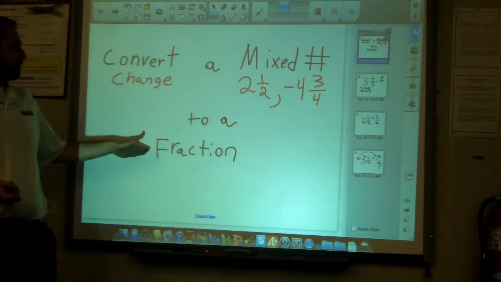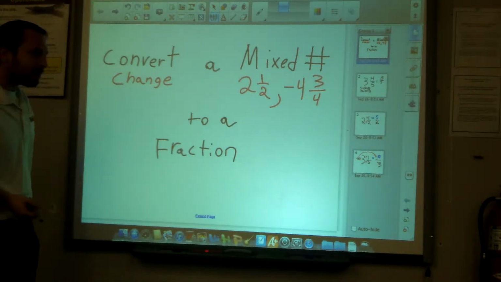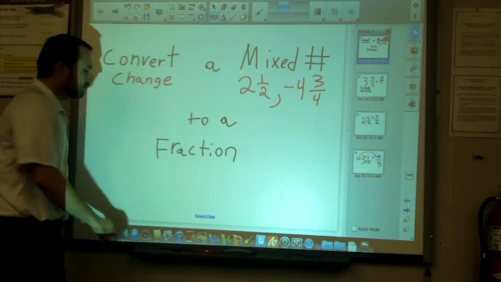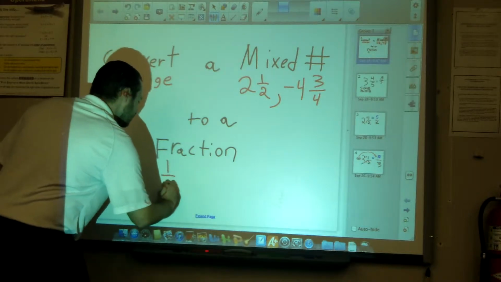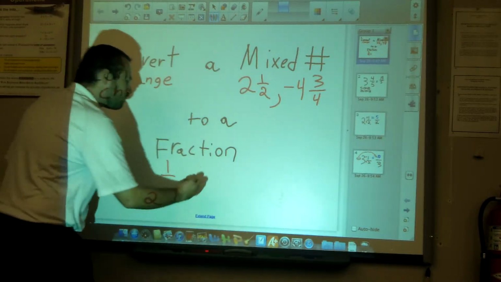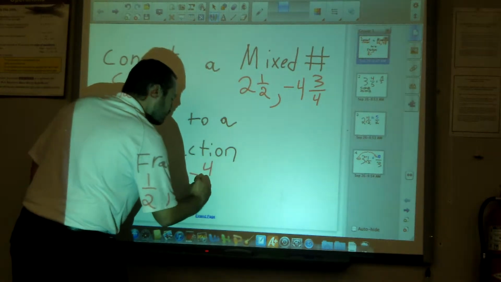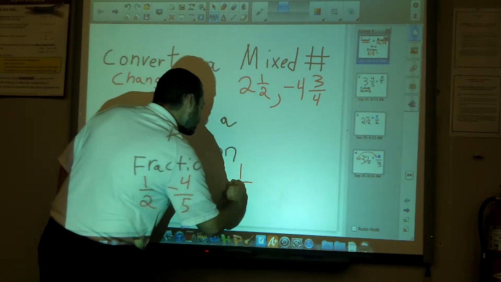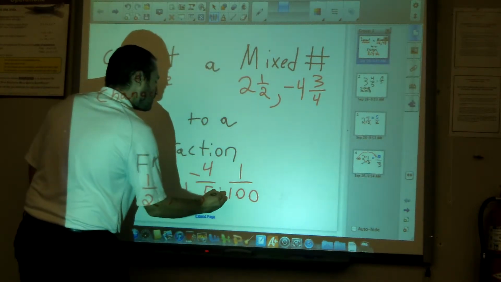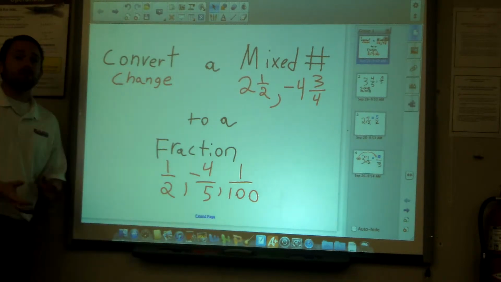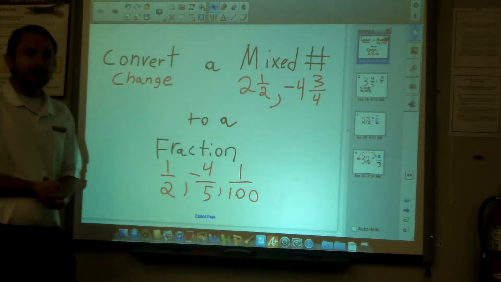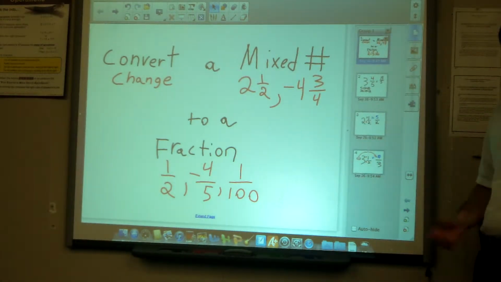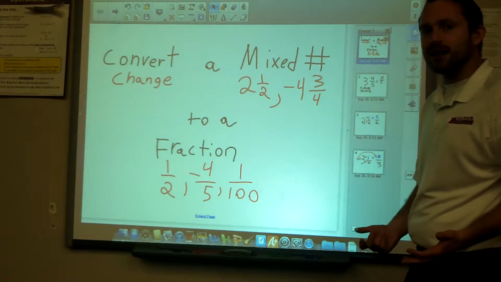Now let's do the final example, fractions. Fractions are these without whole numbers. So let's write down 1/2, negative 4/5, and how about 1/100? So those are all examples of fractions. Fractions are a part of the whole. So we're going to learn how to change a mixed number into a fraction.